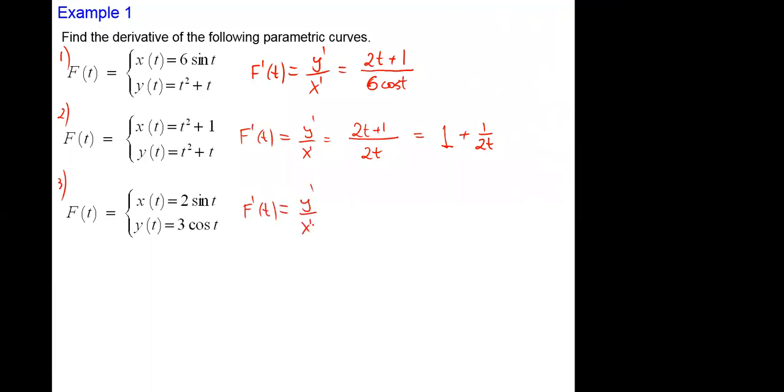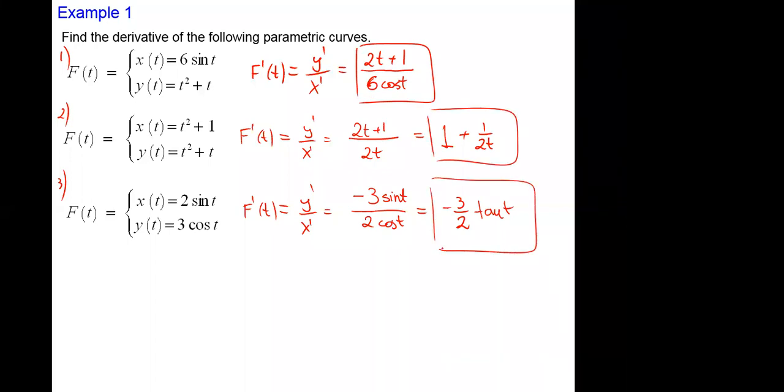Y prime over x prime. Y prime is negative 3 sine of t, and x prime is 2 cosine of t. I can rewrite, can you tell me a function, sine of t over cosine of t? Yes, done. Thank you, Ryan. Tangent of t, just in case. And I can box the final answers. But we can see it's not bad.